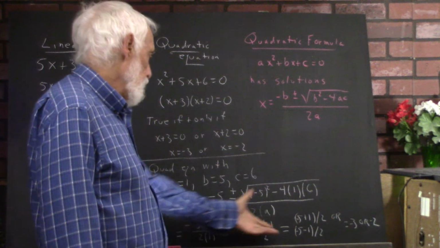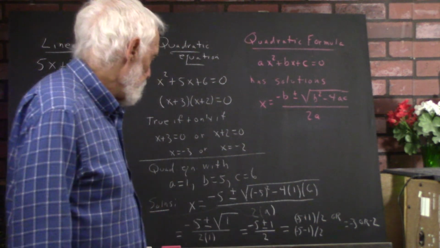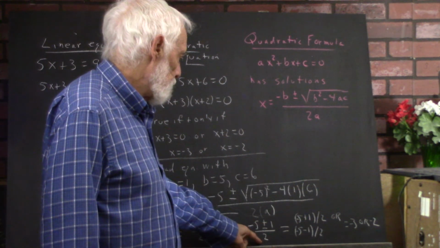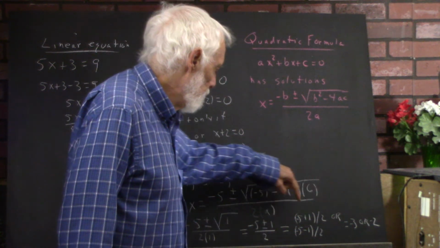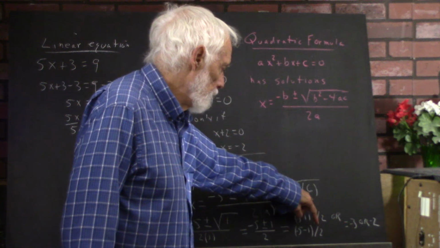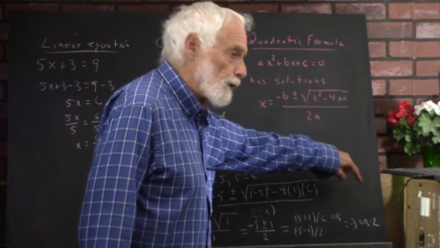Okay. And then that evaluates very easily. It's negative 5 plus or minus 1 divided by 2, which means either negative 5 plus 1 over 2 or negative 5 minus 1 over 2, which gives us negative 3 or negative 2.